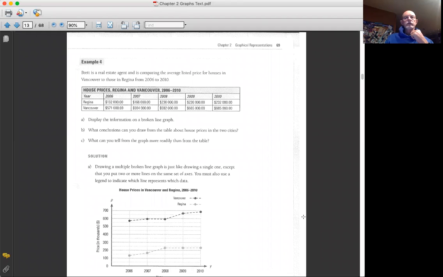Okay, welcome back. We're going to look briefly at sharing data, or having two sets of data points on the same graph. Okay, so multiple line graph. And so what we're looking at now is housing prices between two major Canadian cities, Vancouver and Regina. And customarily, when you do this, you can see the grid at the top.